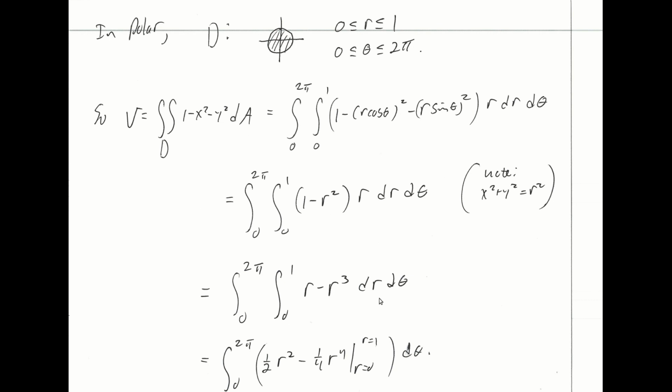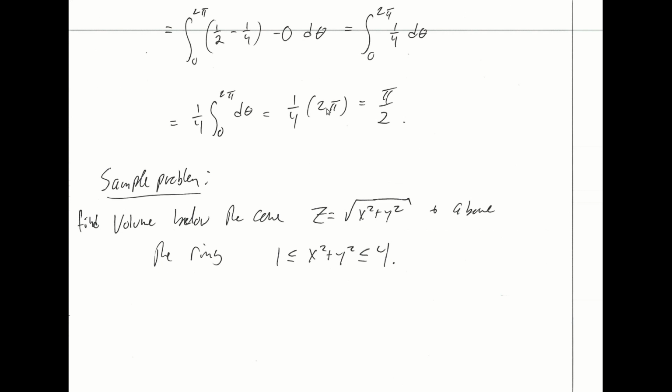I can take an antiderivative with respect to r. This is all just a polynomial. I can plug in 0 and 1 and have 1/2 minus 1/4 here. And the integral of 1/4 from 0 to 2 pi is just going to be 1/4 times 2 pi, which gives me pi over 2 for the final answer.